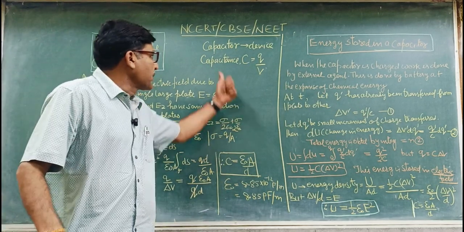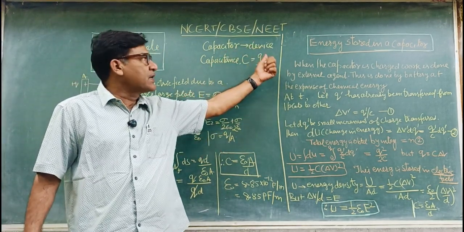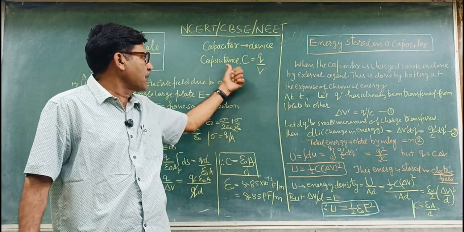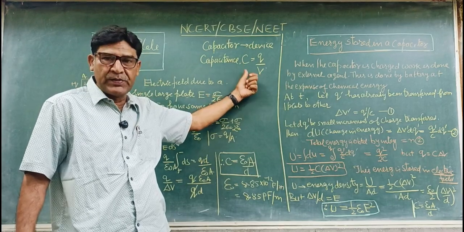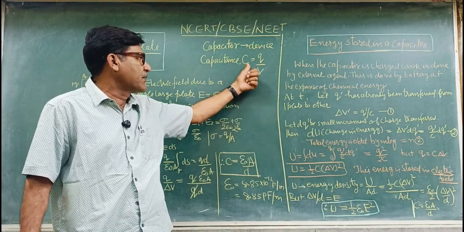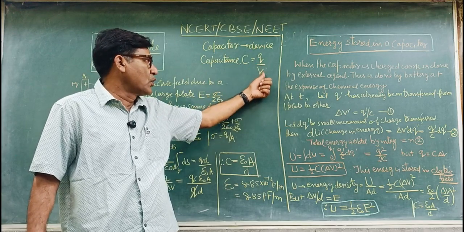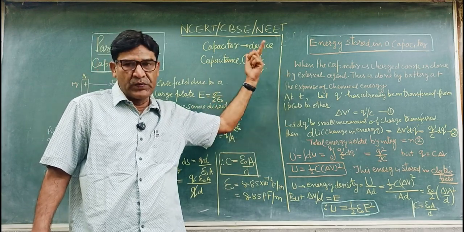आइए जरा इस वीडियो में हम कैपेसिटर के बारे में स्टडी करते हैं। कैपेसिटर इज अ डिवाइस इट इज used to store very large amount of charge in a very small space, and capacitance is the property which depends on the geometry and size of the capacitor, and it is defined as the charge upon potential difference. If it is 1 coulomb, it is 1 volt, then the capacitance is said to be 1 farad.